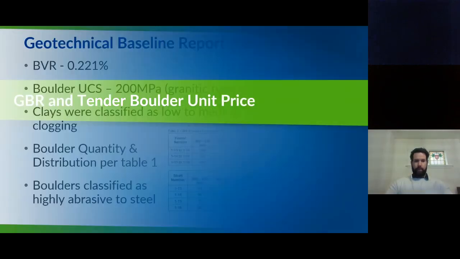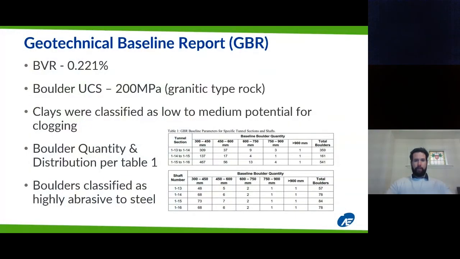So moving on to the GBR and tender items, what do we baseline for this contract? So we baselined the boulder ratio, the strength, type of boulders anticipated to be encountered, the typical soil characteristics, including clogging potential of the plastic soil material, boulder quantity, distribution, and we also baseline some hydrogeological parameters.